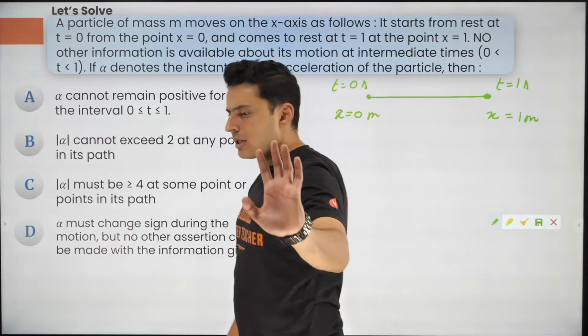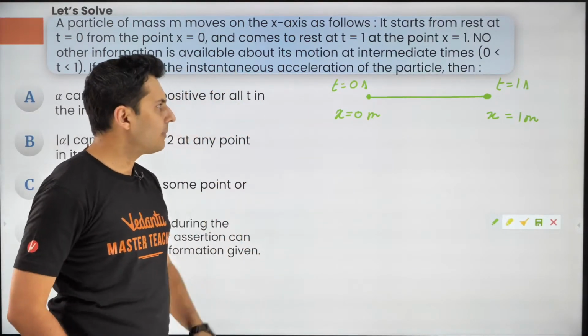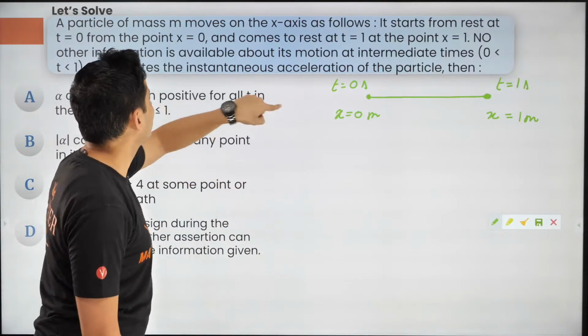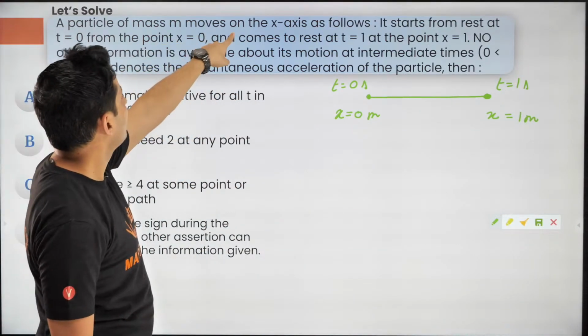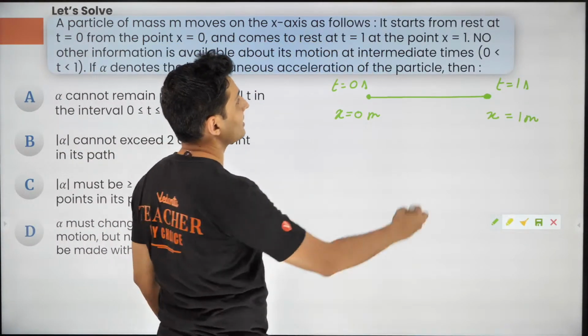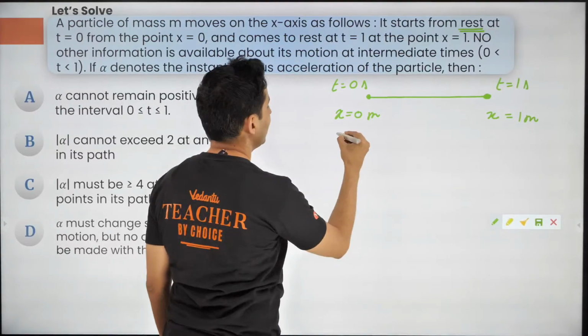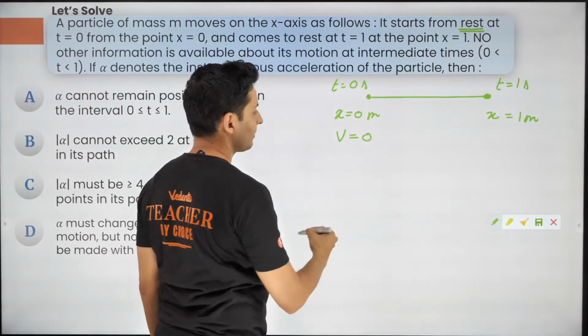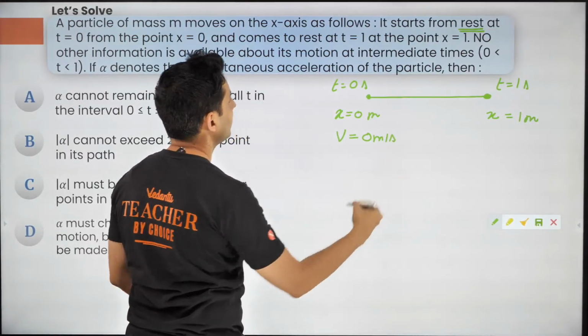Now, just visualize what has happened. At x equals to 0, t is equal to 0, the particle moves along the x-axis as follows. It starts from rest. That means the velocity was 0. The velocity also was 0.